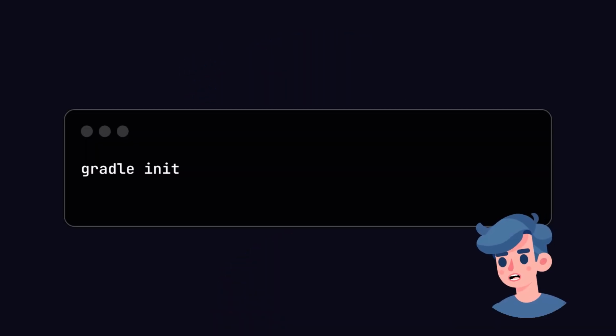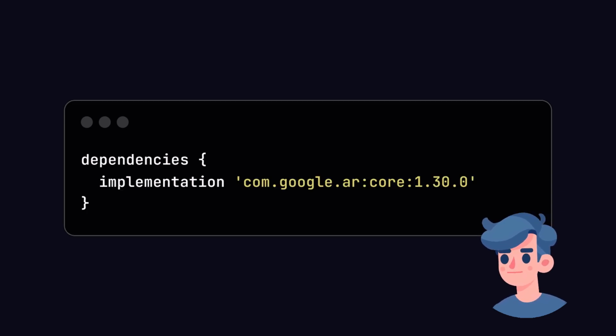Let's start with setting up our Java project. Open your IDE, create a new project, and set the project as a Gradle project. Gradle will help us manage our dependencies easily. Once the project is initialized, we need to add the ARCore library to our build.gradle file. This library provides the necessary tools to develop AR applications on Android.